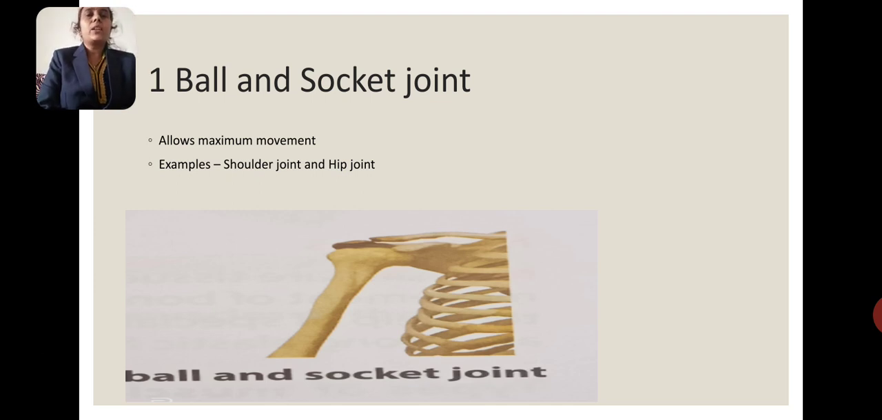Examples are the shoulder and hip joint. We can do movement with our shoulder, and the hip also. And there, which kind of joint is present? Ball and socket. In the figure also you can see. This is the first type of the joint.